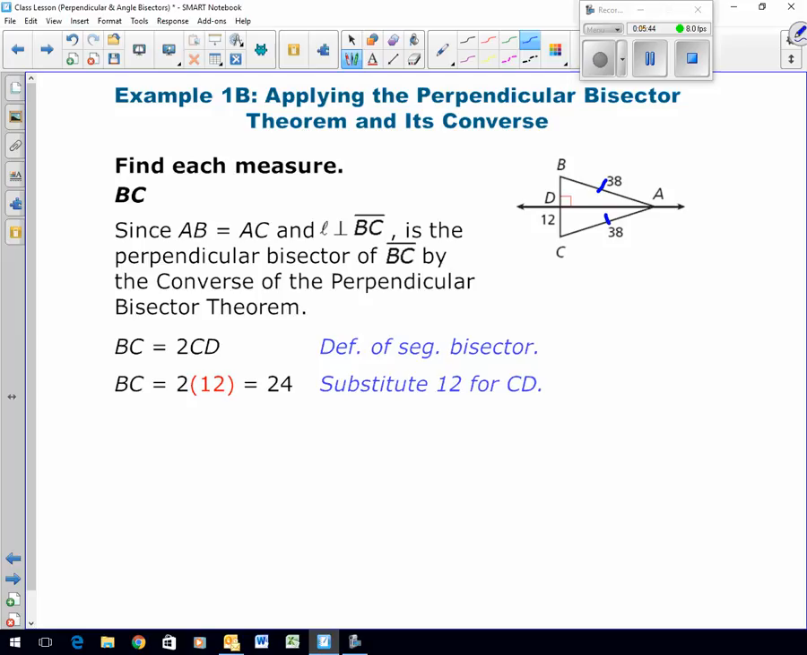A perpendicular bisector does two important things. It forms a 90-degree angle and serves as the midpoint between those two segments. The midpoint, the middle point, cuts a line segment into two congruent segments. So if this is D, if D to C is 12, how much is D to B? So what's the total distance from B to C? That's how that works. That's the perpendicular bisector theorem at work.